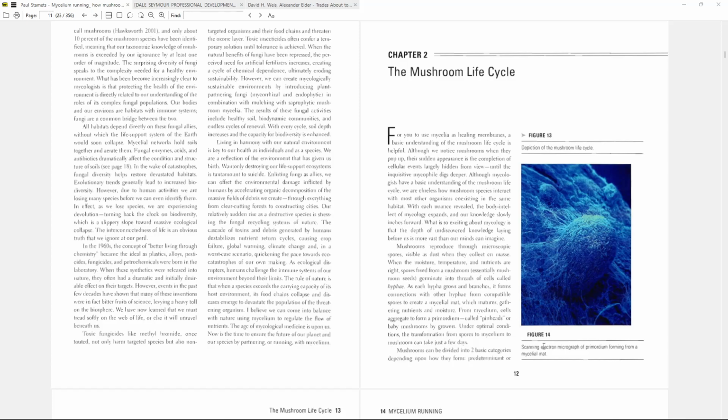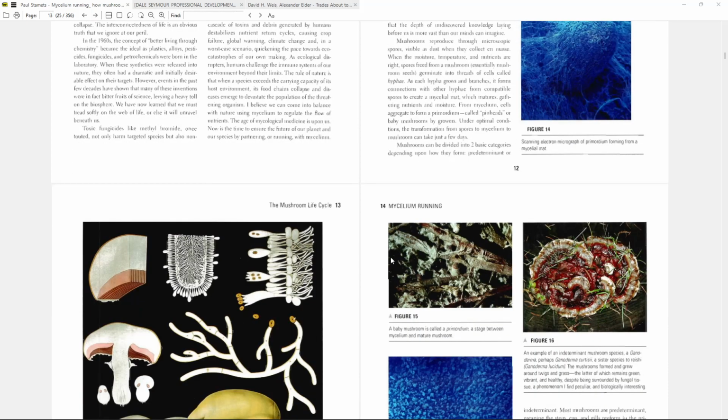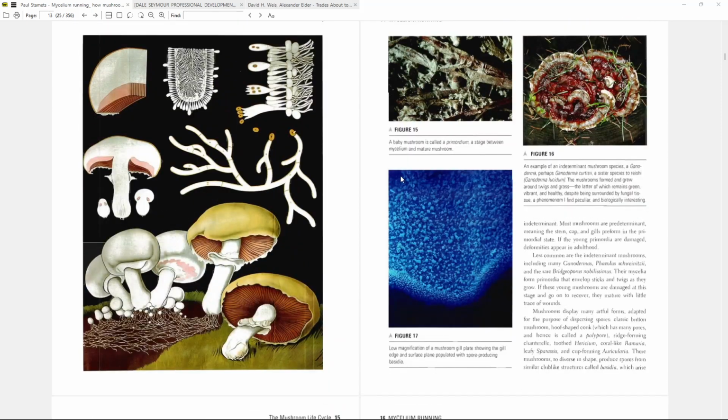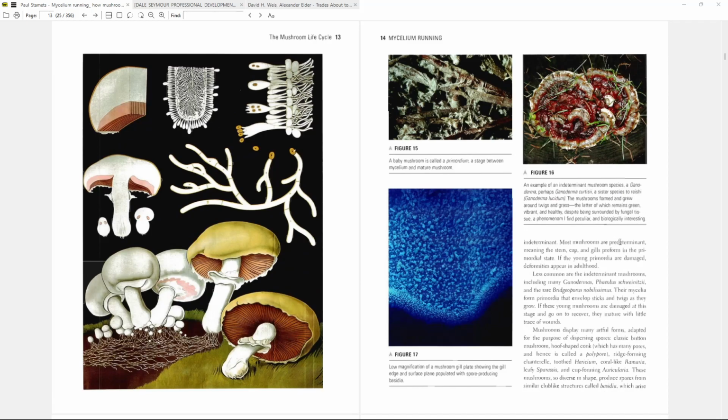This is figure 14, a scanning electron micrograph of a primordium forming from a mycelial mat. Mushrooms can be divided into two basic categories depending upon how they form: determinate or indeterminate. Most mushrooms are determinate, meaning the stem, cap, and gills are preformed in the primordial state. If the young primordia are damaged, deformities might appear in the adult.